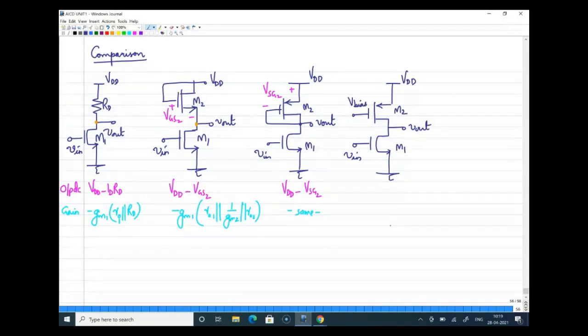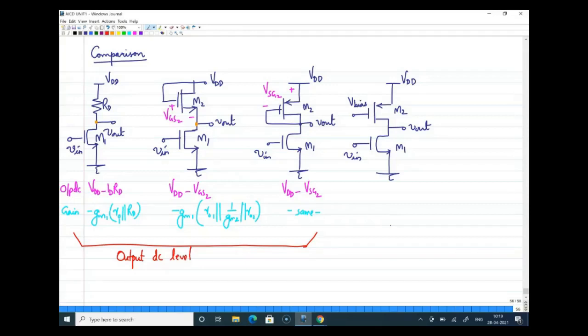Now, for all the other three circuits, this is to be noted because yesterday we did not see this much. So for all the first three circuits, I would say the output DC level of all these three circuits, the first three circuits, output DC level.